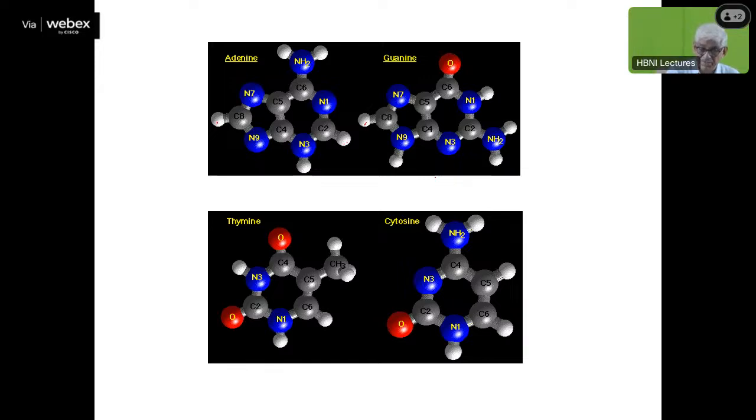Okay, all the blues represent the nitrogens here, and the gray ones represent the carbons, and the white ones represent the protons. Okay, so N1, N3, N9, N7, these are the nitrogens, and the NH2 there. And the oxygens, the carbonyl group is represented at C6 in guanine, and in thymine you have the C4 and C2 carbonyls there, and in cytosine, at C4 you have the NH2, and at C2 you have an oxygen carbonyl group there.